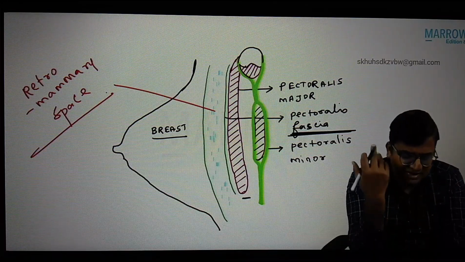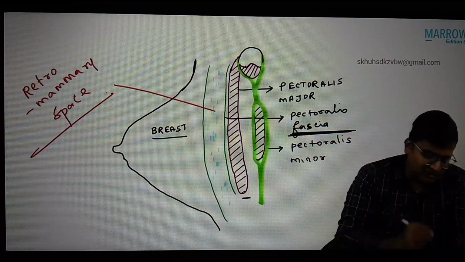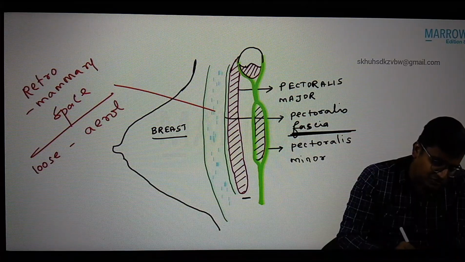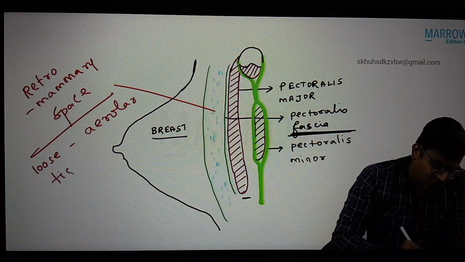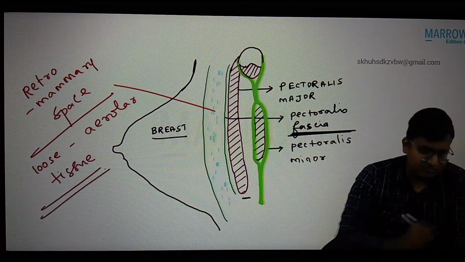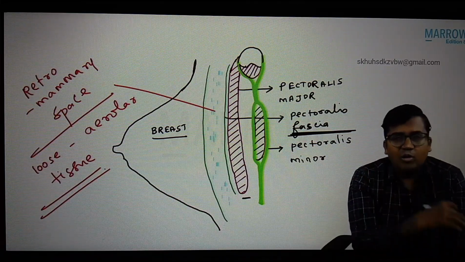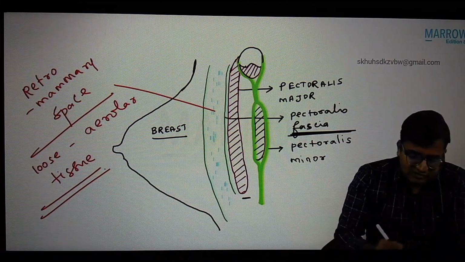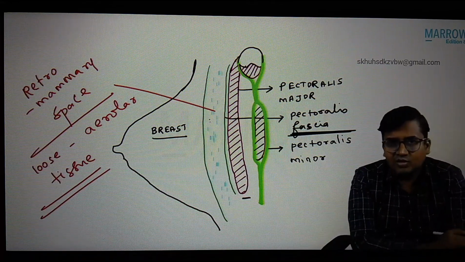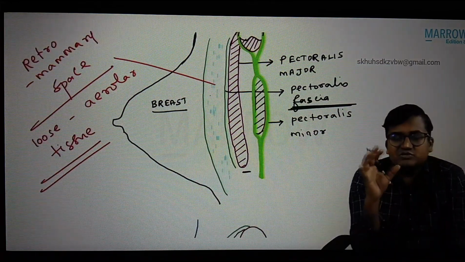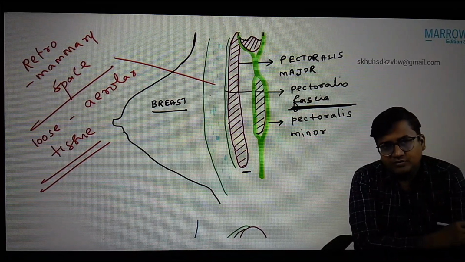Now what is present in this space? Nothing, it contains only loose areolar tissue. That is why the breast is freely mobile over the pectoral region, because of this space. In the case of carcinoma, the breast will be fixed to the chest wall.